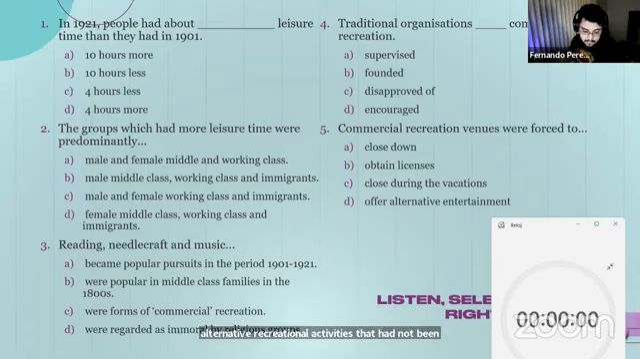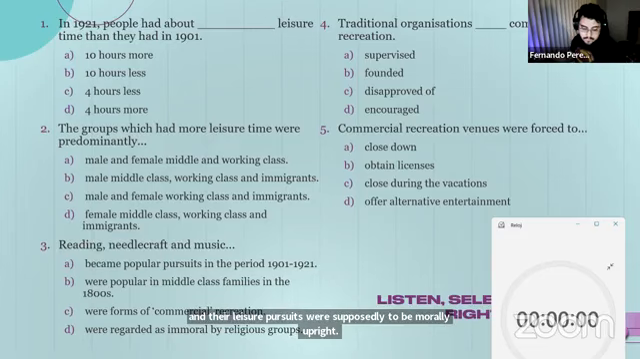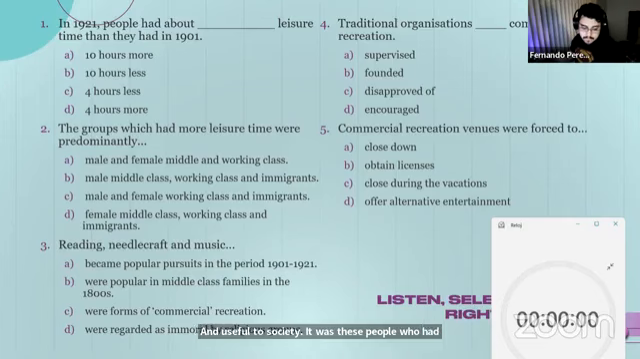the predominant white population. This led to a rise in what may be called commercial recreation, that is, a recreation industry that generated money. Prior to this, people made their own fun pursuits, such as reading, needlecraft, music, and so on. The religious middle classes had preached the values of self-control, moral integrity, and industriousness, and their leisure pursuits were supposedly to be morally upright and useful to society. It was these people who had founded museums, libraries, art galleries, and symphony orchestras in the late 1800s.